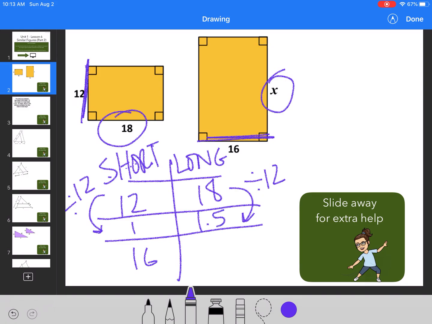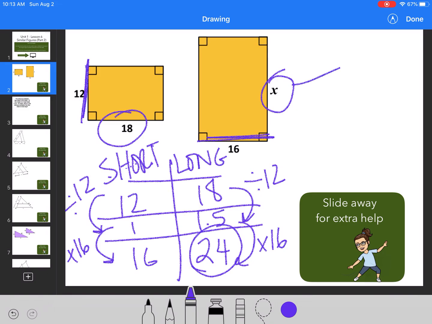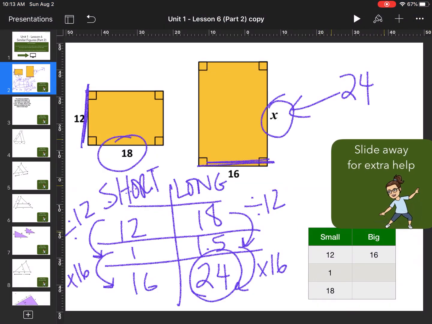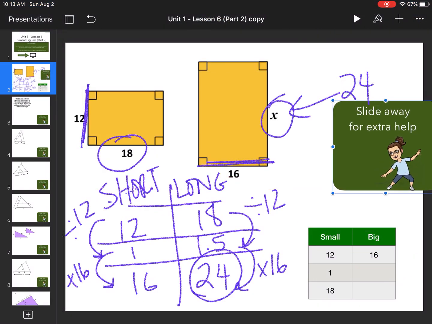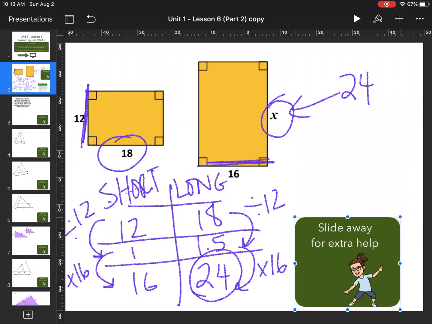I'm not going to do anything to it. Now I have to think, what am I going to do to get from 1 to 16? I'm going to multiply by 16. So I'm going to do the same thing on this side. Multiply by 16. And I get 24. So the missing length is 24. If I needed some help starting off my table, I could slide this away and it sets me up with another table. So that's something to keep in mind, is that you can slide it away to get some help.